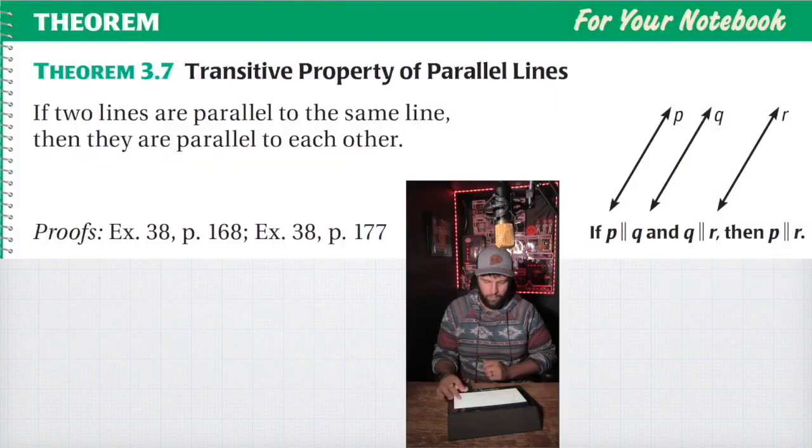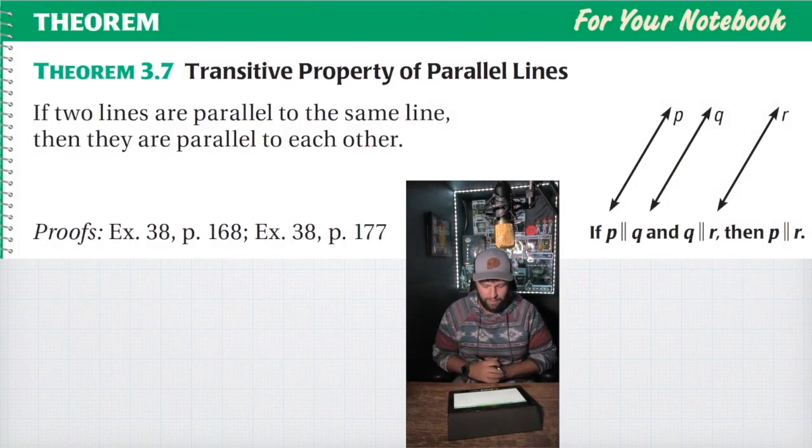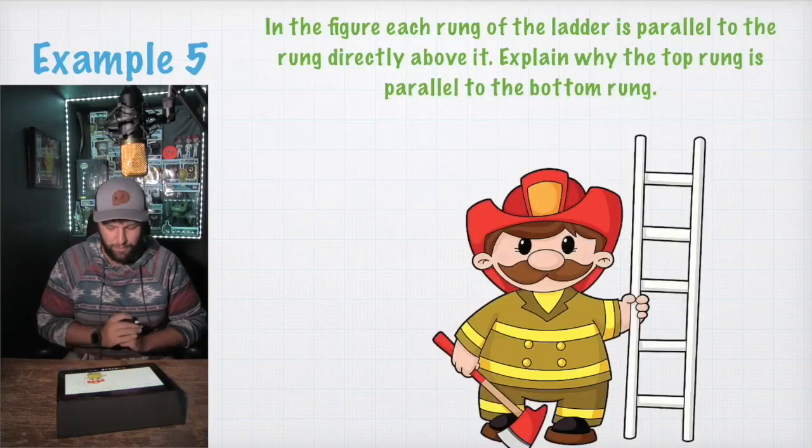One more theorem for the day. Transitive property of parallel lines. If two lines are parallel to the same line, then they are parallel to each other. So if P is parallel to Q and Q is parallel to R, P will be parallel to R. Pretty much makes total sense. Transitive property through and through.